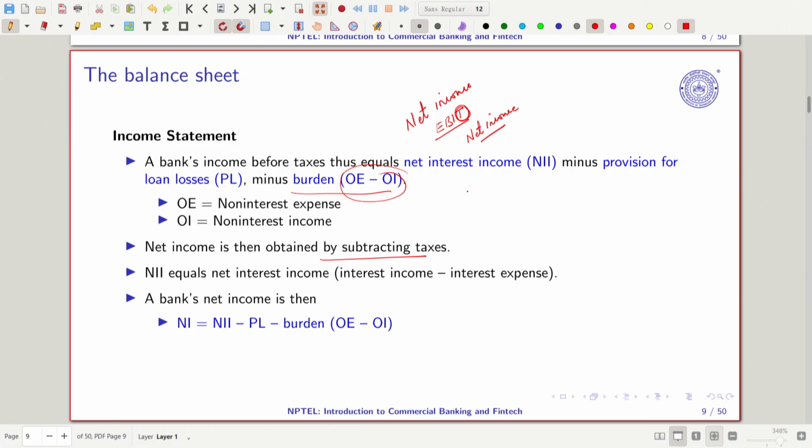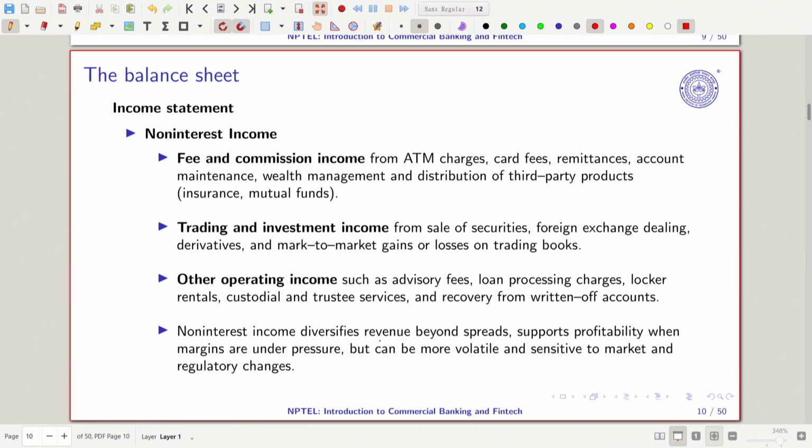Net interest income is basically interest income minus interest expense. So this is what we get. Net income of a bank is nothing but net interest income minus provision for loan losses if they have any. In some cases it may be zero. If there are no defaults on any bank and there is no likelihood of any account becoming an NPA, then loss provisions will be almost zero. And burden is basically non-interest expense minus non-interest income, right?